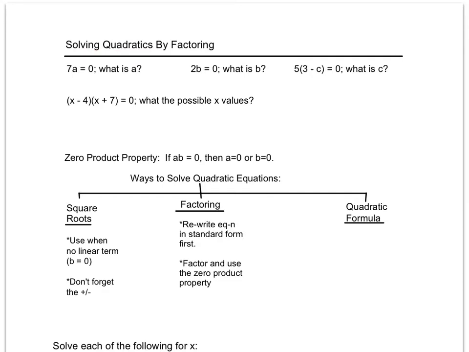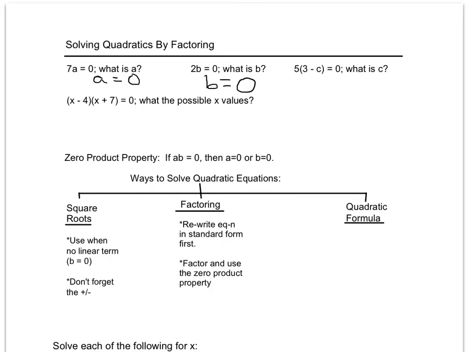If I told you 7 times a was 0 and then I asked you to find a, all of you would most likely say, well, a is 0. That's a pretty easy equation to solve. Same with the second one. If 2 times b equals 0, what does b have to be? Well, again, b has to be 0. Although sometimes I see some of you want to say there's no solution because you don't like the concept of a letter being equal to 0. But once you get over that hurdle, it's a pretty basic equation to solve.